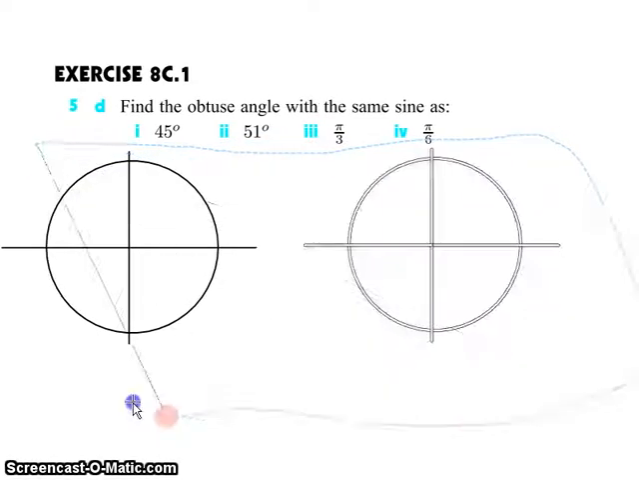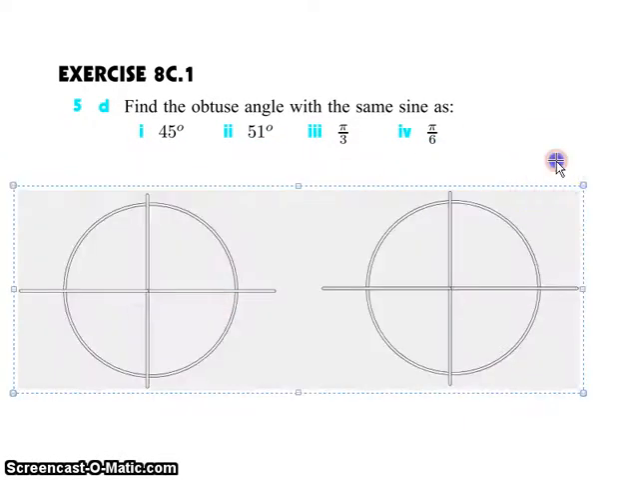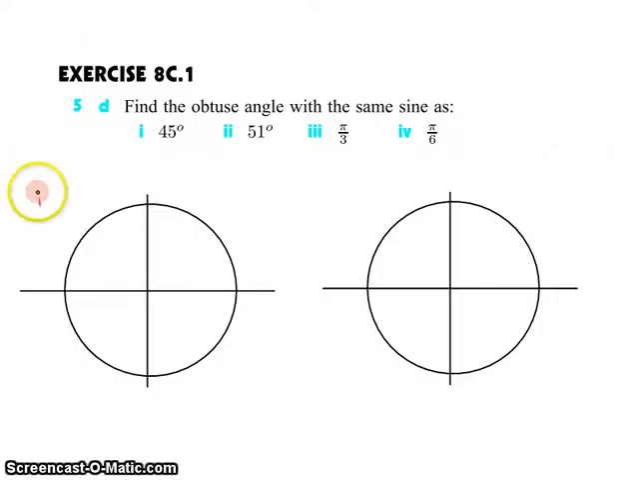Alright, let's start off by trying to solve part 1. Part 1 says that we have an angle of 45 degrees. 45 degrees looks like this. That's 45 degrees. Now what we want is an obtuse angle. This is an acute angle, so we need to go past 90 degrees to get an obtuse angle. And we want it to have the same sine as 45 degrees.